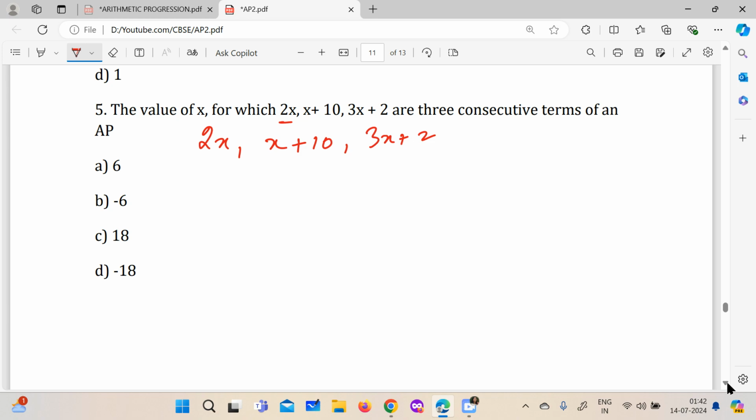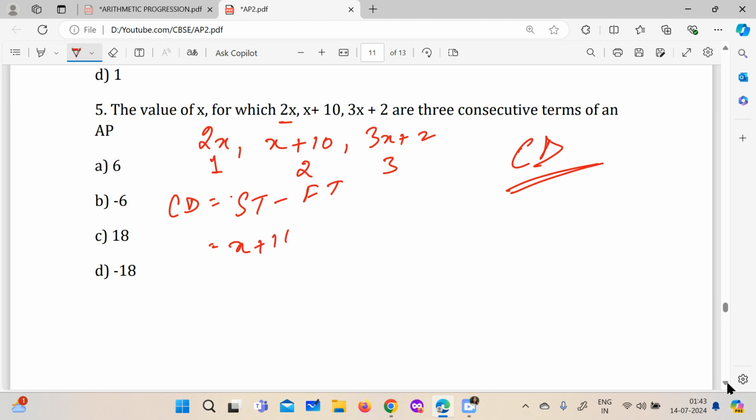So, what is the thing we look at when we are talking about AP? AP is about common difference. The common difference between the terms is always the same. So, this is your first term, second term, third term. You know that common difference will be second term minus first term. So it will be x plus 10 minus 2x, which will be 10 minus x. And this has to be equal to third term minus second term.